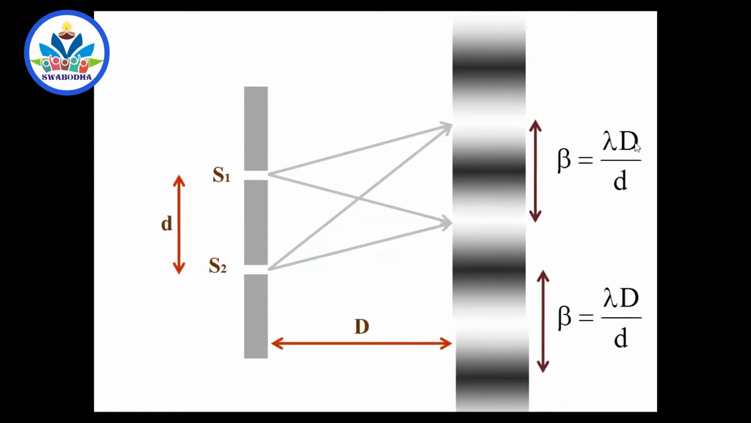It also depends on capital D, the distance between the screen and the sources, and small d, the distance between the sources. If you want to increase the fringe width beta, then use a larger wavelength, a larger distance between the sources and screen, and a lesser distance between the sources. So decrease the distance between the sources, then beta will increase. Because if you have well separated fringes, then you can see them clearly. Otherwise, they get overlapped. If the fringes are very, very close, you can't see them separately.